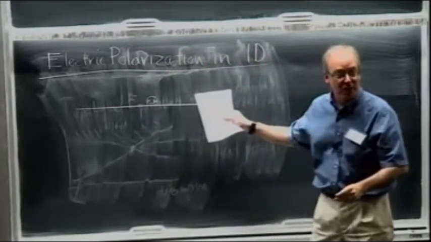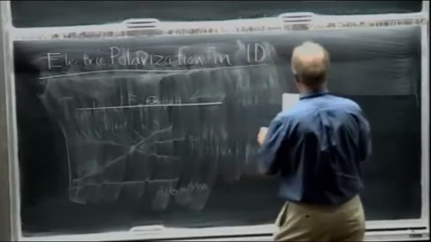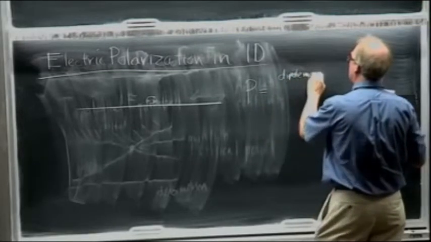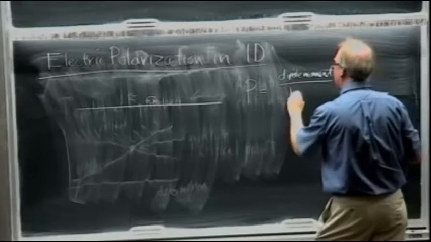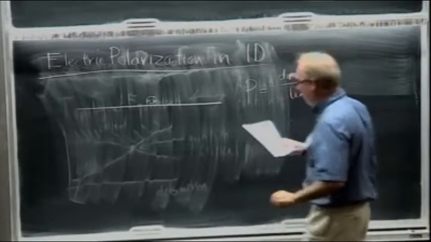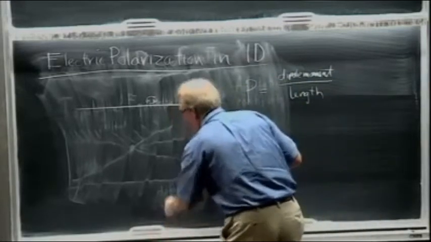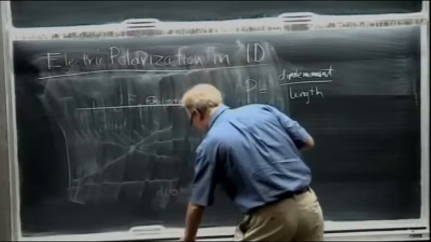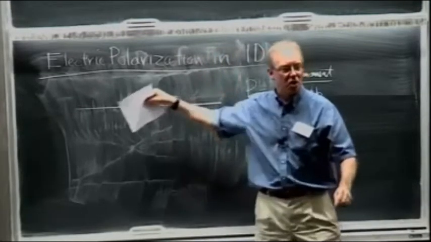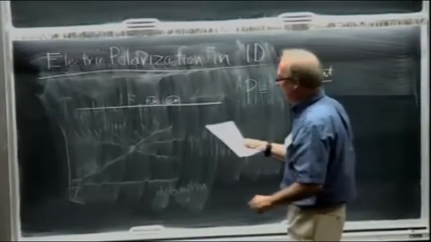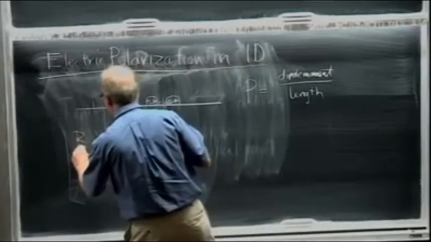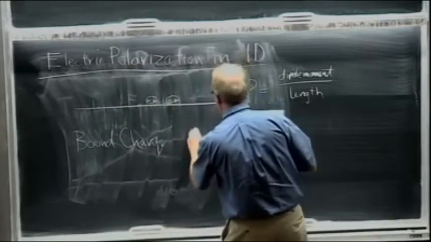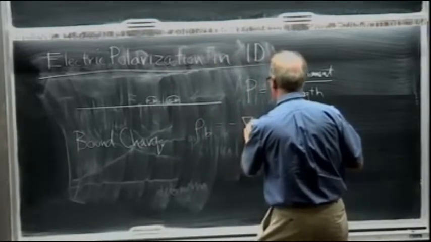If you have a density of electric dipoles, then you have a polarization. So classically, P is equal to the dipole moment in one dimension per unit length. Okay, and so if you have a density of dipoles, then if the polarization is constant, there aren't any charges. All the charges cancel each other out. But you can have bound charges. And so in the bulk, you can have a bound charge density, which is the divergence of P.